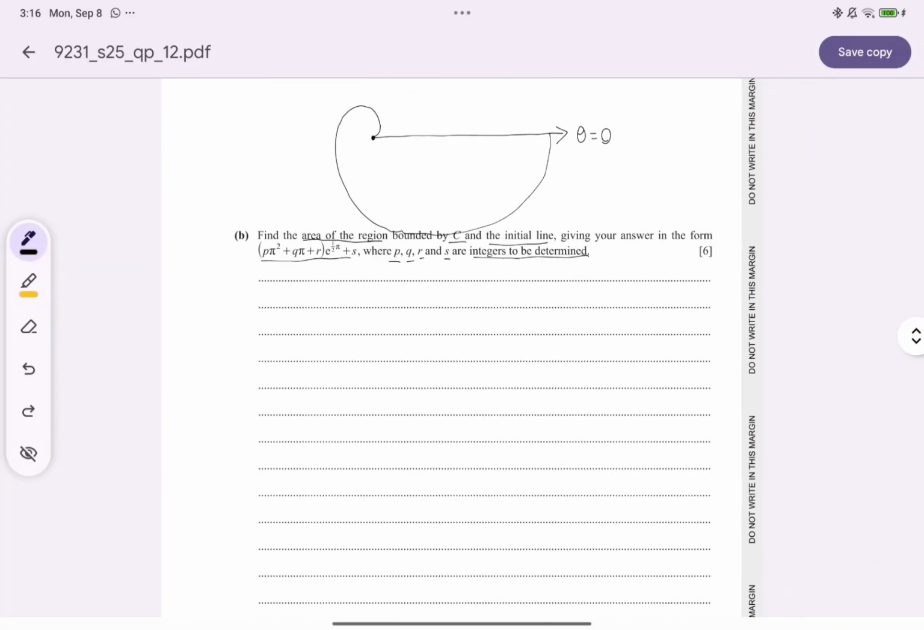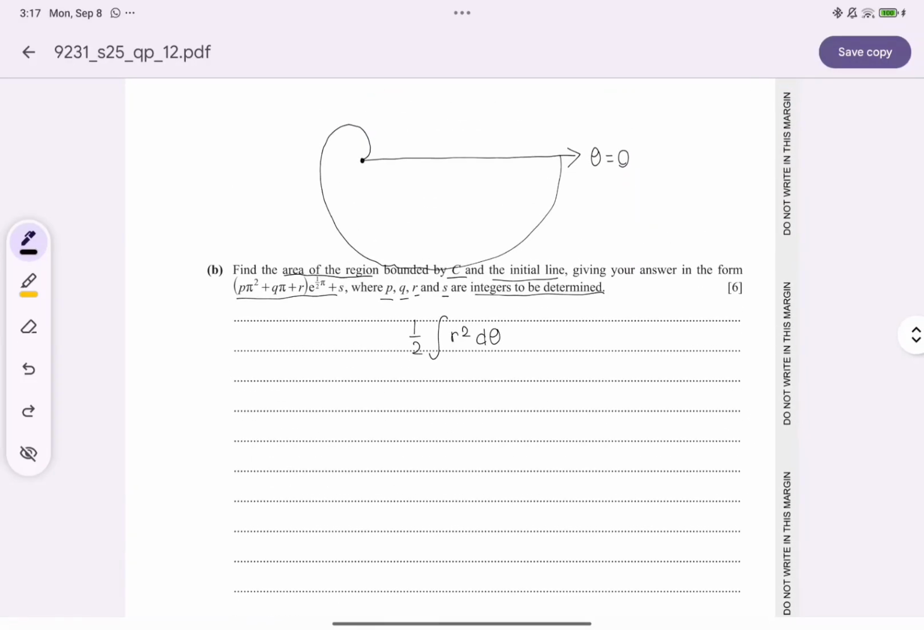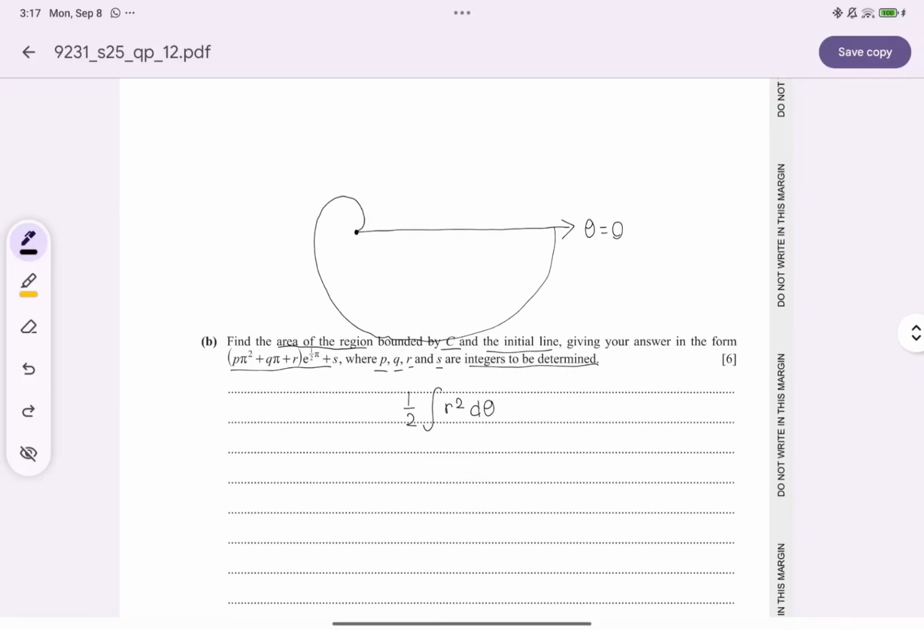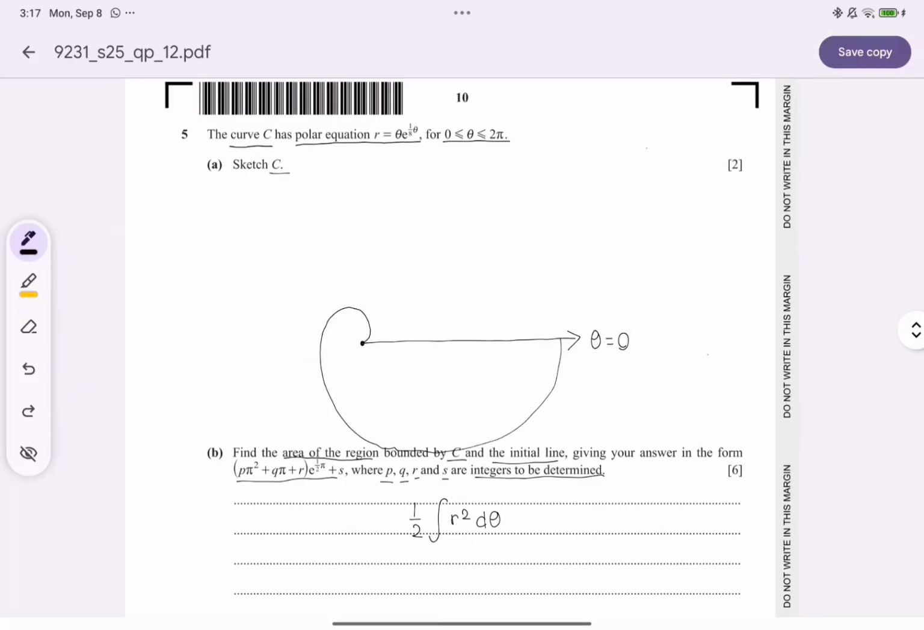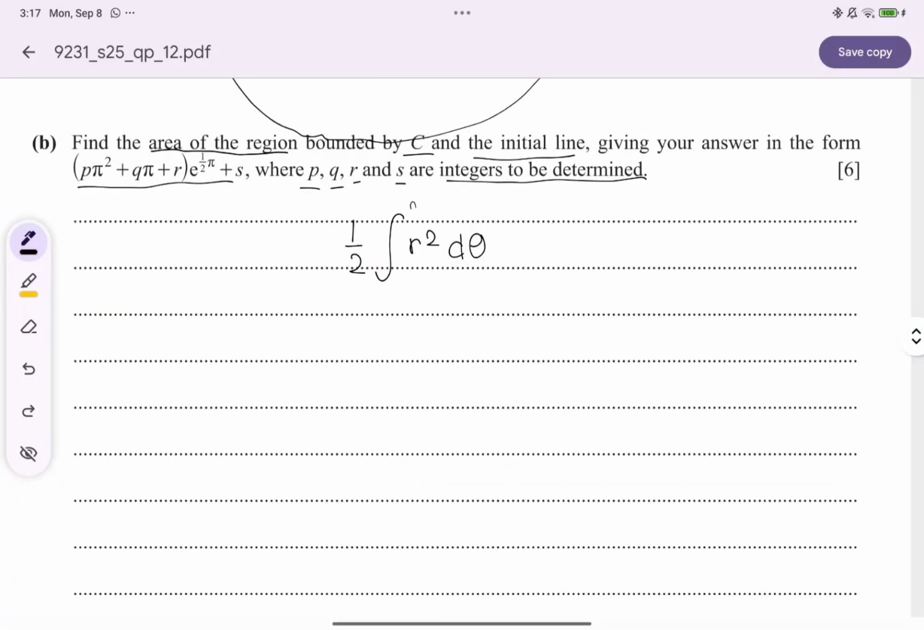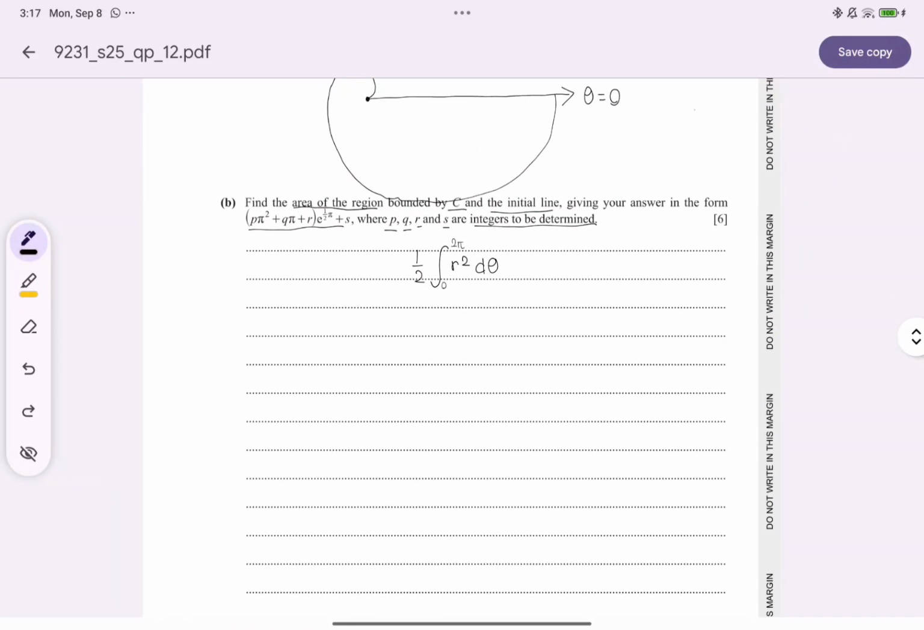In order to find the area bounded by a polar curve, we use the formula half times the integral of r squared d theta. For our limits, it would be the values of theta that the part of the graph we're trying to find the area of starts and ends at. In this case, it's from 0 to 2 pi, so our limits would be 0 and 2 pi.